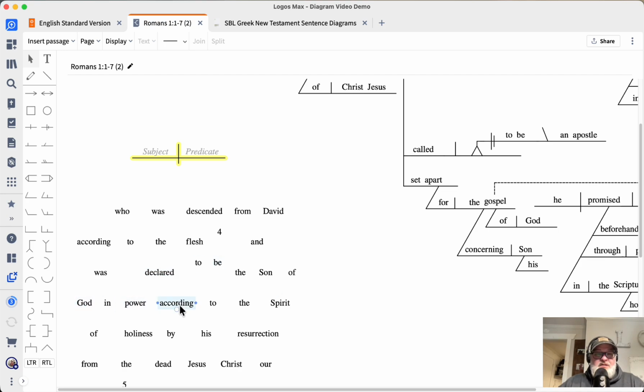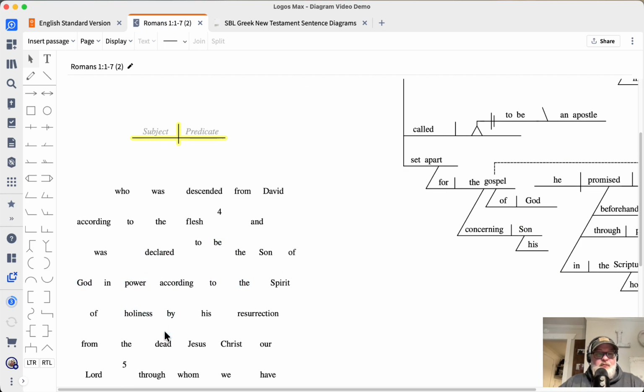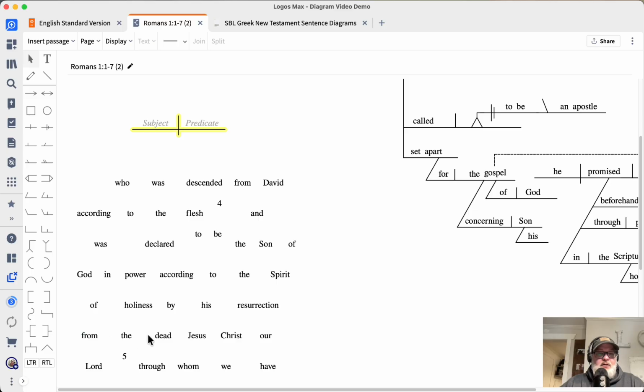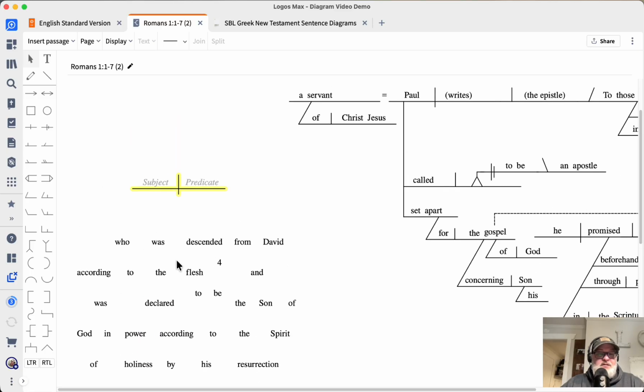It says, who was descended from David according to the flesh, and was declared to be the Son of God in power according to the Spirit of holiness by his resurrection from the dead. So we got a mouthful here, but what we have going on is the subject who, which of course is pointing back to the Son here. And then we have a compounded verb. We have who was descended and declared.